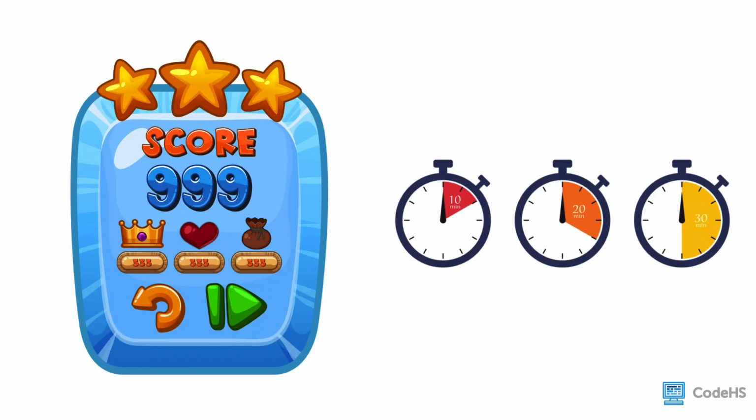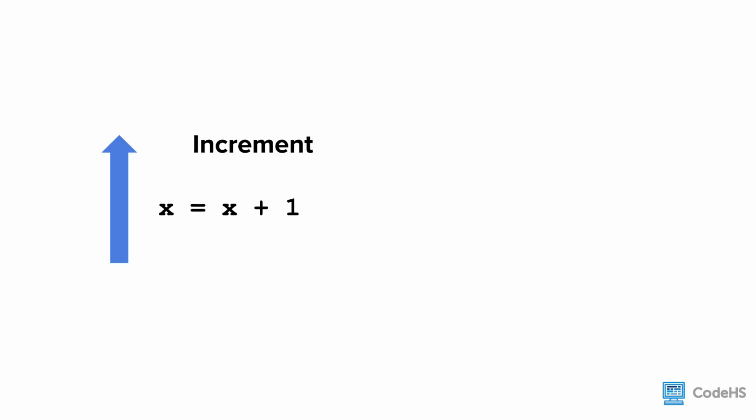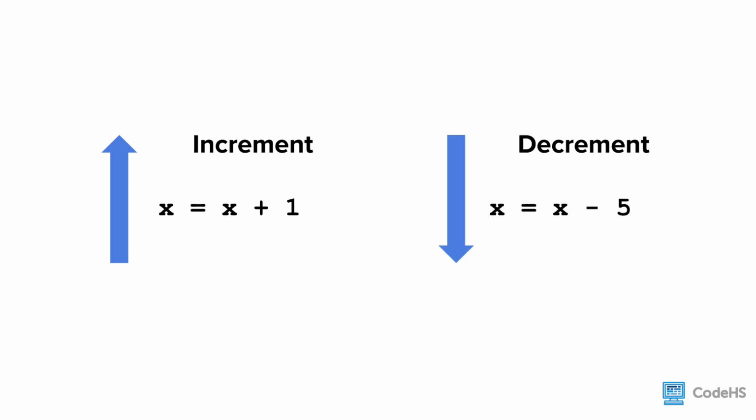It's very common in programming to want to add, subtract, or multiply a value that's stored in a variable. For example, you may want to create a scoreboard that increases by a certain amount, or possibly a counter that counts up or down in seconds. To increment means to increase the value of a variable. To increment a variable by 1, we reassign the variable to itself and add 1. To decrement means to decrease the value of a variable. To decrement a variable by 5, we can reassign the variable to itself minus 5.